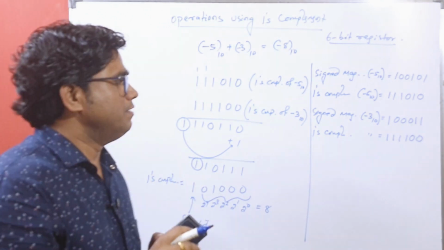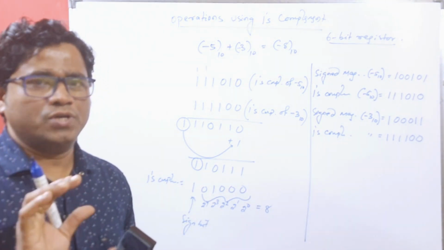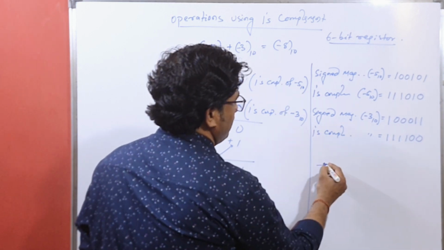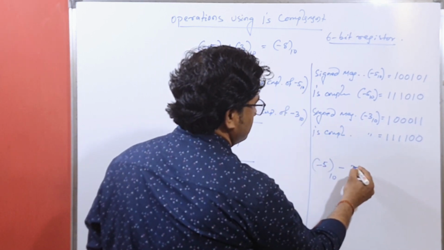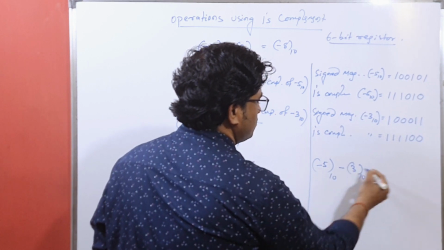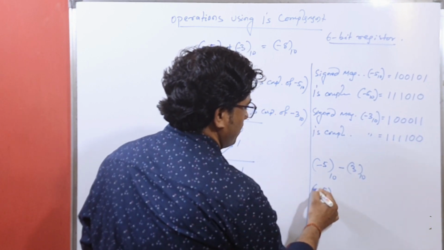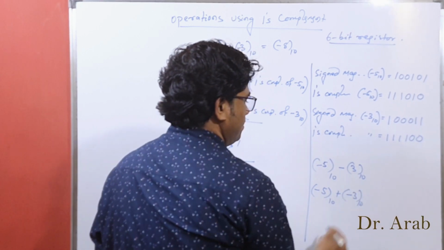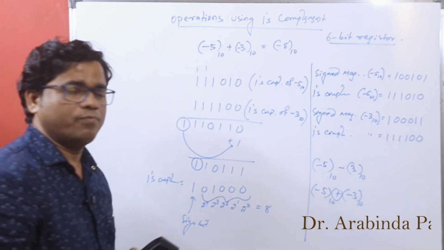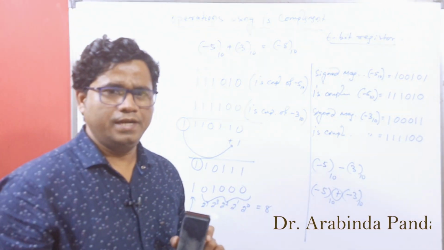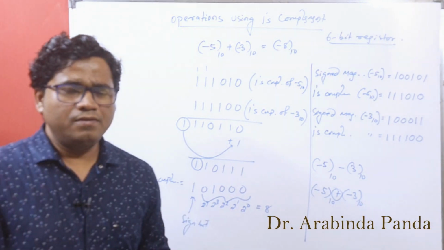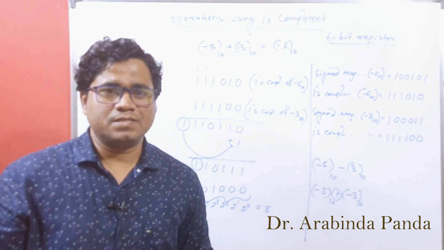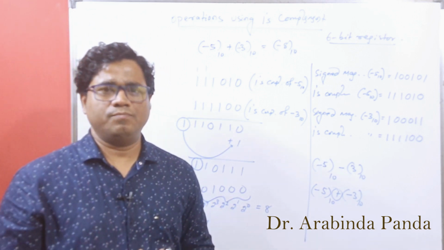And one thing you remember: there is no subtraction concept in the computer system. Suppose minus 5 base 10 minus 3 base 10. This you can represent in this way: minus 5 base 10 plus minus 3 base 10. So always the computer will perform the addition operation only, right? Now come to another technique, that is addition and subtraction of numbers using 2's complements.